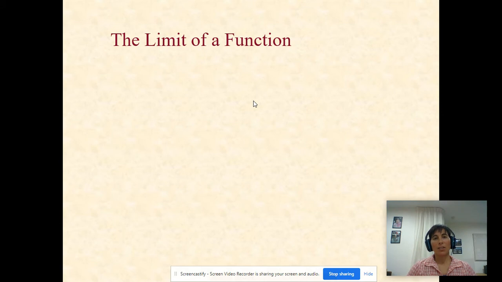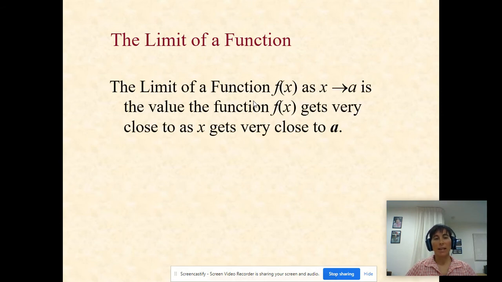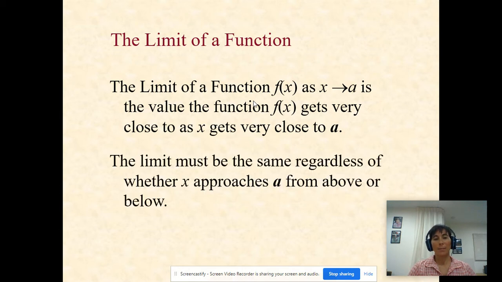So the limit of a function. We can formalise this by saying the limit of a function f of x as x tends towards a is the value the function f of x gets very close to as x gets very close to a. The limit must be the same regardless of whether x approaches a from above or below. So often I use my fingers, and if they're pointing towards the same function value, then I say there is a limit. If not, then there's no limit.